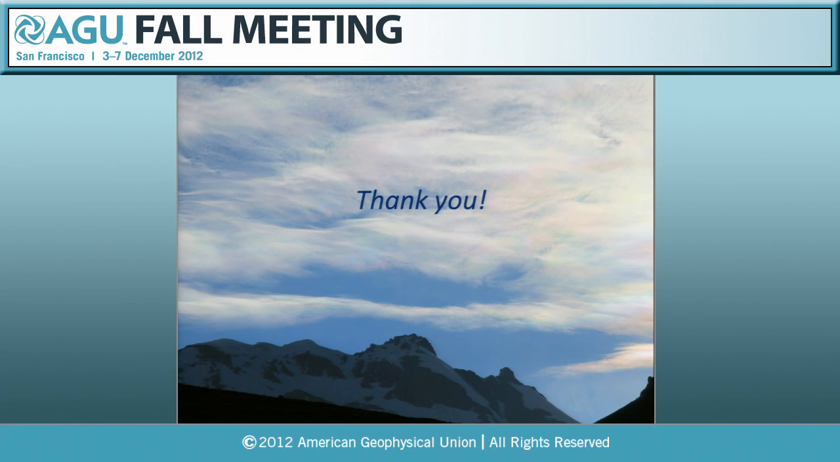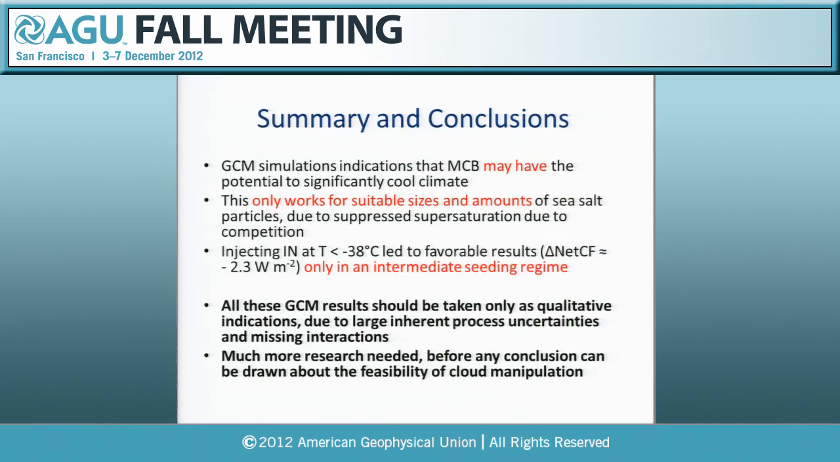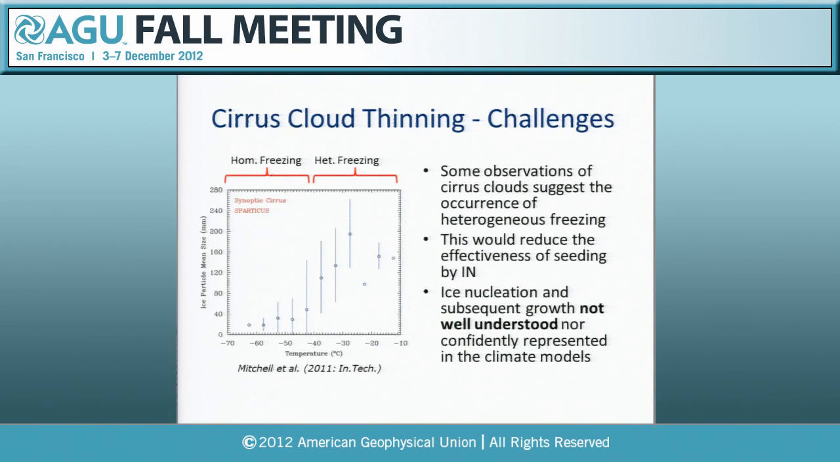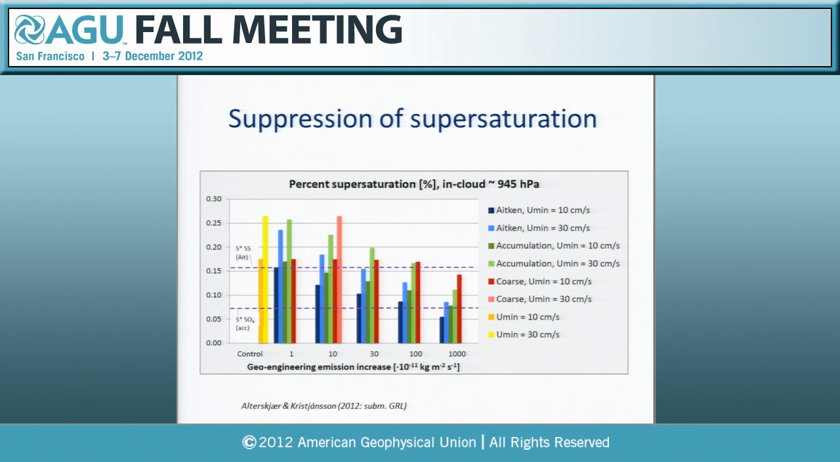Questions? Yes? Could you explain the physics behind why, when you increase the Aitken mode in brightening, you get a negative result? Because ship tracks, that's what they are, right? Massive increases in energy. Please repeat the question. He's asking what the physics is behind the result here, that when we increase the Aitken mode, which is the blue columns, we get this negative result.